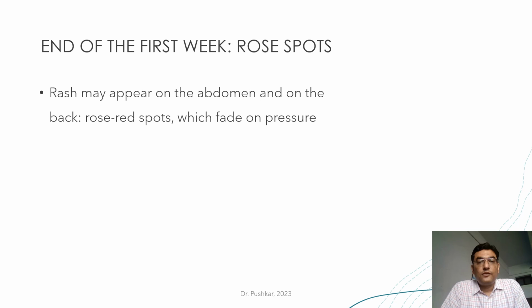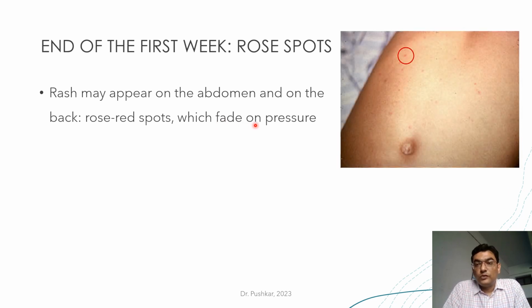Now at the end of the first week, one more important symptom we see is the rose spots. These rose red spots are present on the trunk and fade on pressure. As you can see there, it is highlighted. So these are rose red spots, and when you apply pressure, they fade. It is seen at the end of the first week.